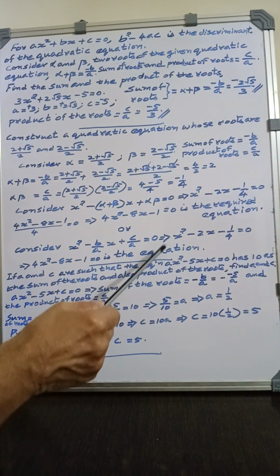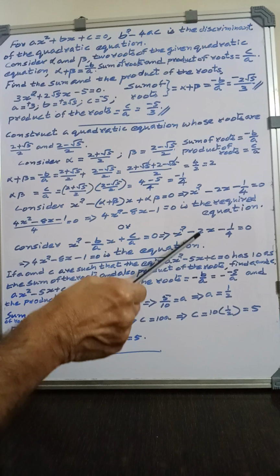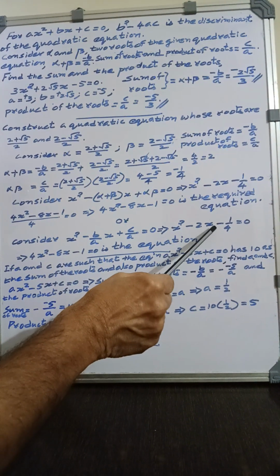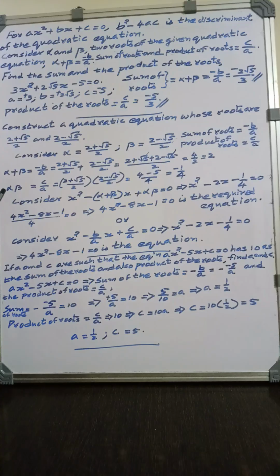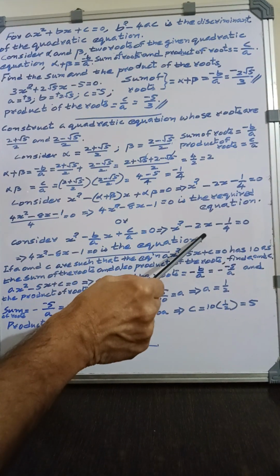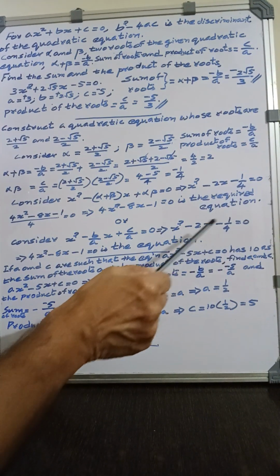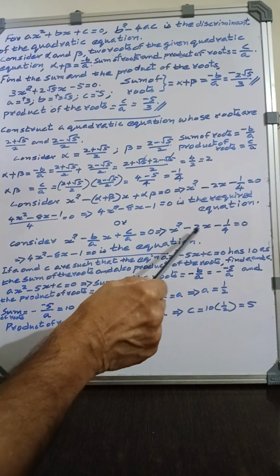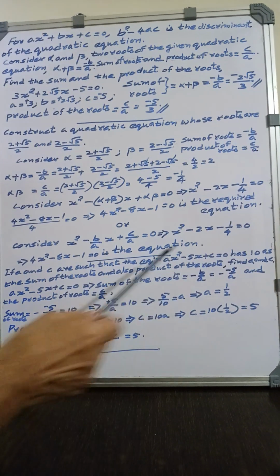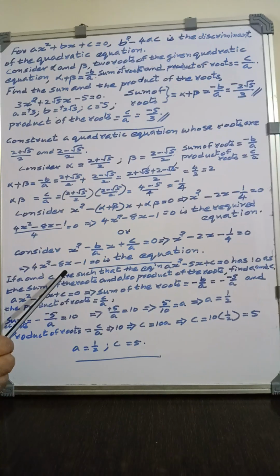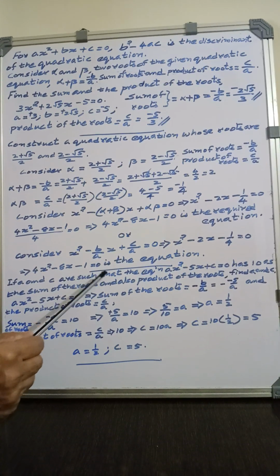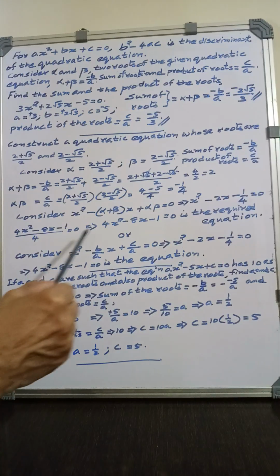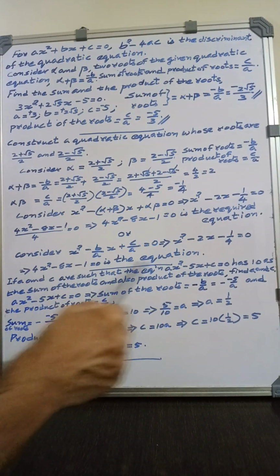Equals 0. That is x squared minus b by a, which equals minus 2, so minus 2x. Alpha beta equals minus 1 by 4, minus 1 by 4 equals 0. The same equation I brought here: x squared minus 2x minus 1 by 4 equals 0. That is 4x squared minus 8x minus 1 equals 0 is the equation. Students can adapt this procedure or this procedure.